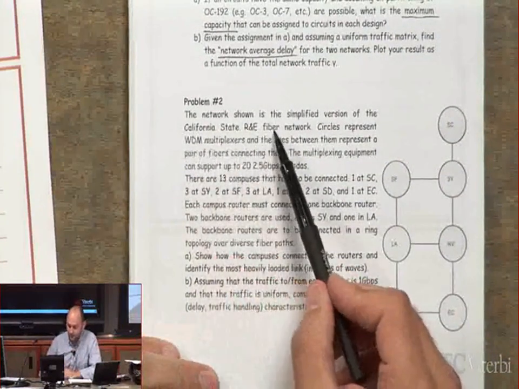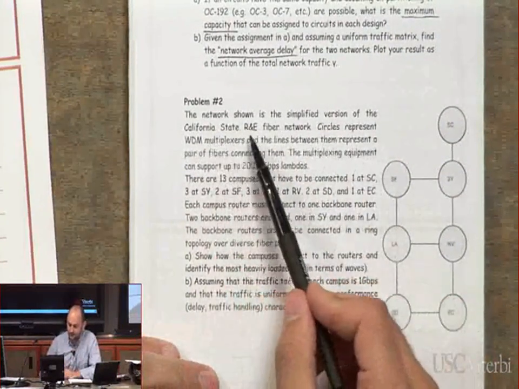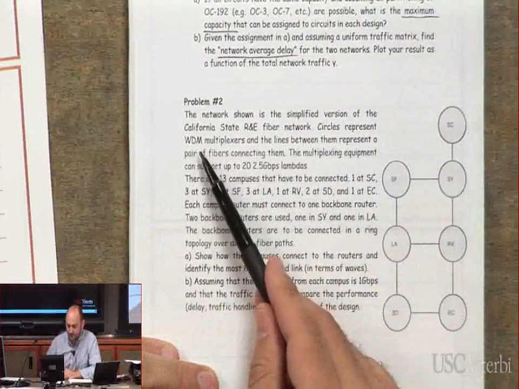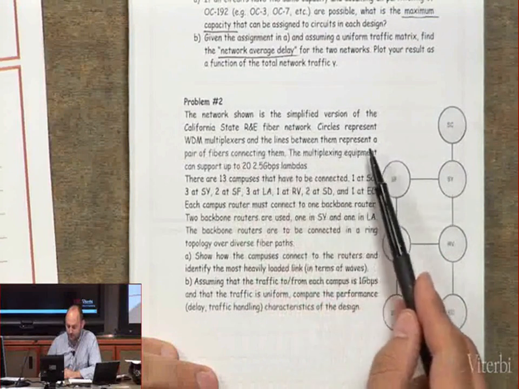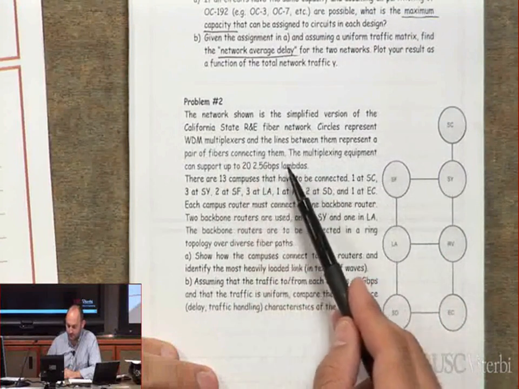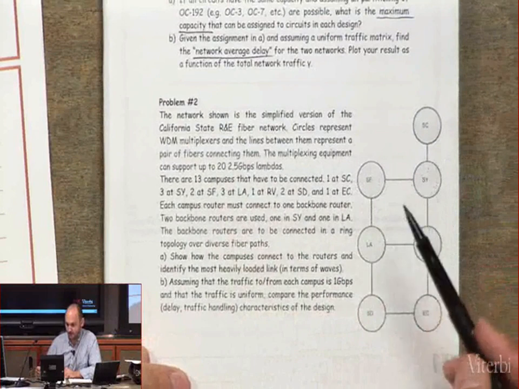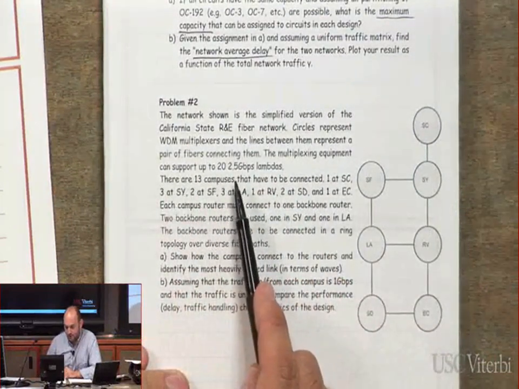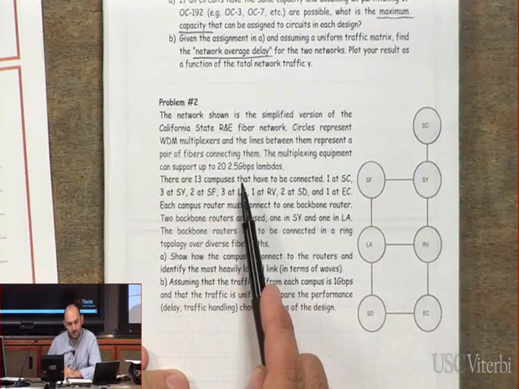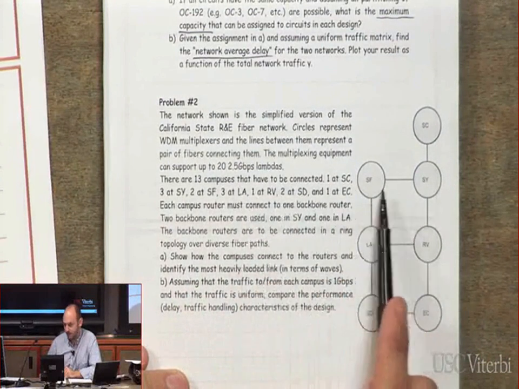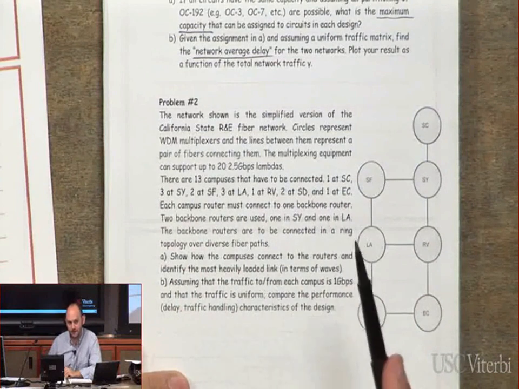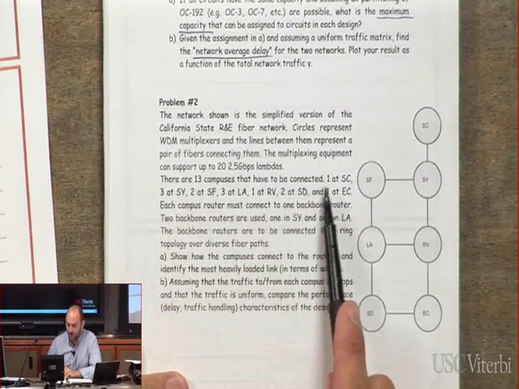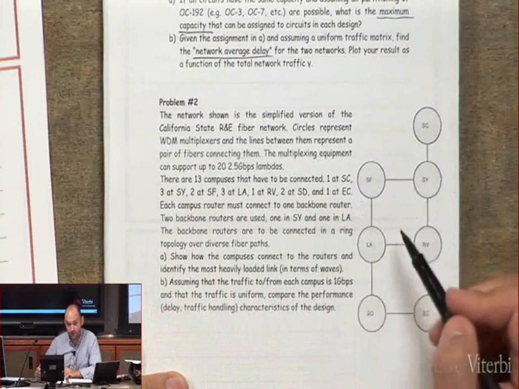So the network shown is a simplified version of the California State RNE fiber network. Circles represent WDM multiplexers, and the lines between them represent a pair of fibers connecting them. This is the network, okay? The multiplexing equipment can support up to 2.5 gigabps lambdas. Over here we can have 20 lambdas. There are 13 campuses that have to be connected, attached to these nodes.